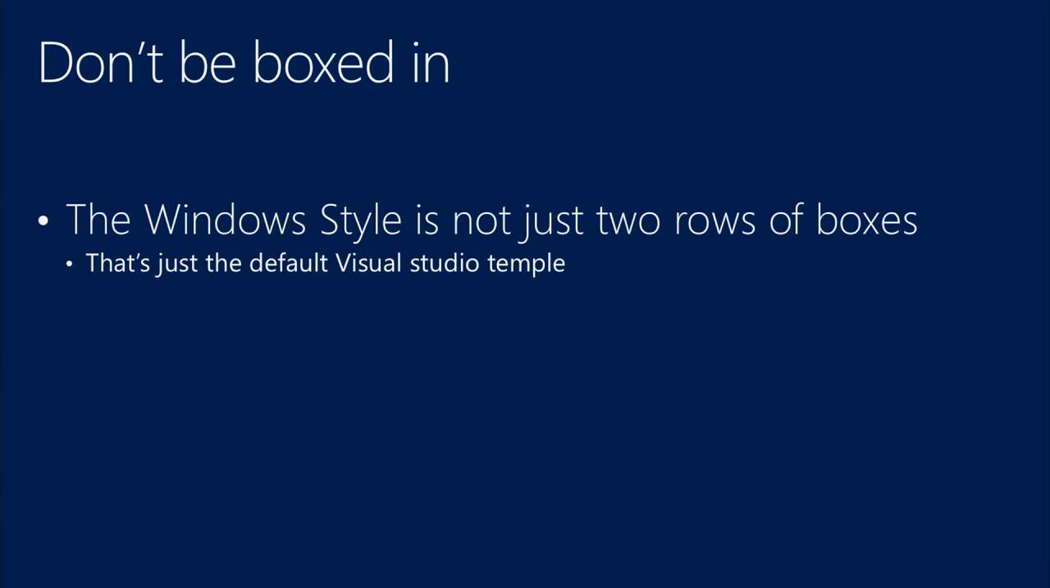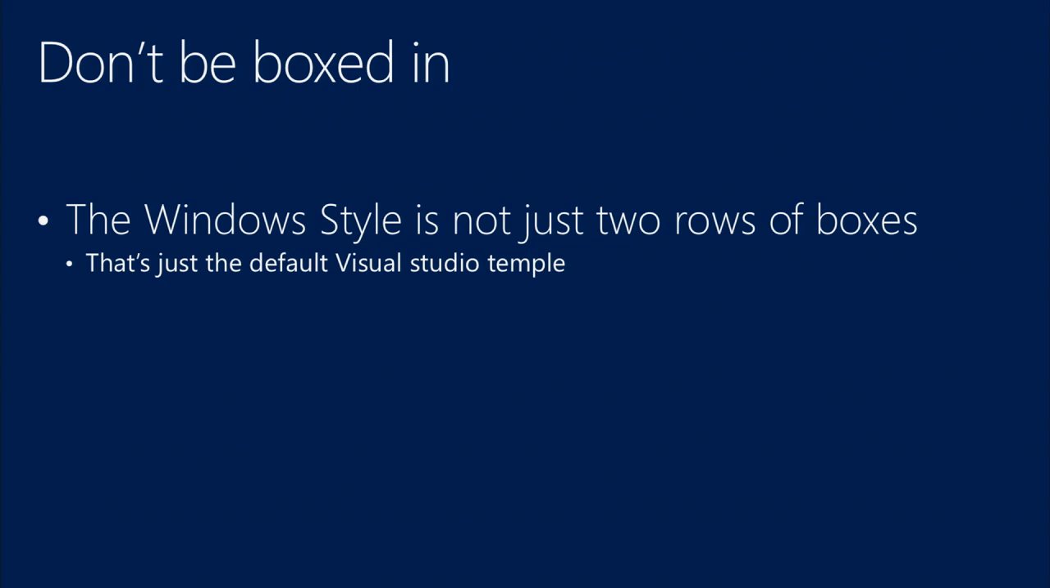So finally here, before I get into some examples, I should say, don't be boxed in. Lots of the initial apps that went out of the store were just two rows of boxes, right? And the reason for that is if you do File New Project in Visual Studio, what do you get? You get a template with a couple of rows of boxes on the screen. And that's okay, but it's not beautiful. It's not the Windows style. It's an example of something you can do, but it is not the end that everybody needs to move towards.